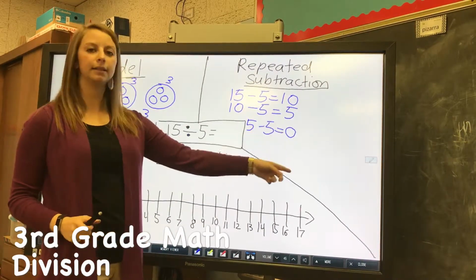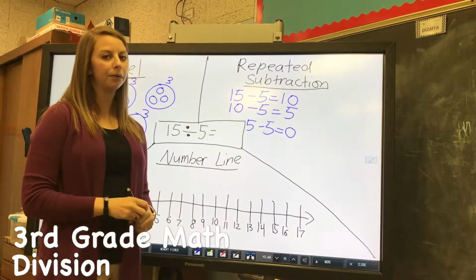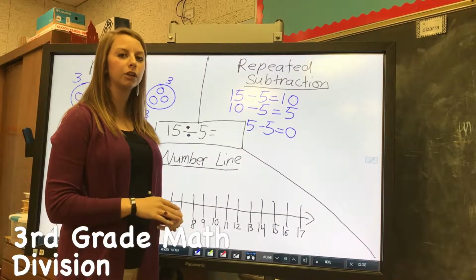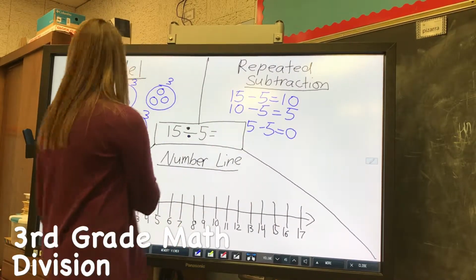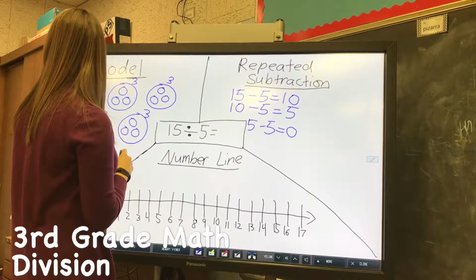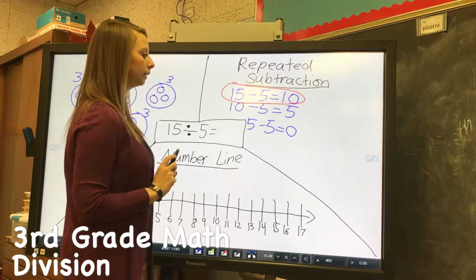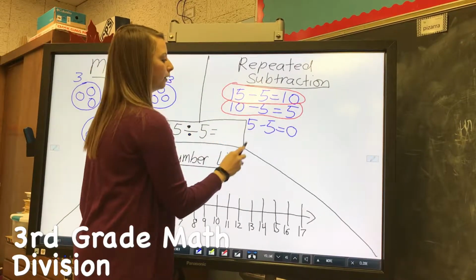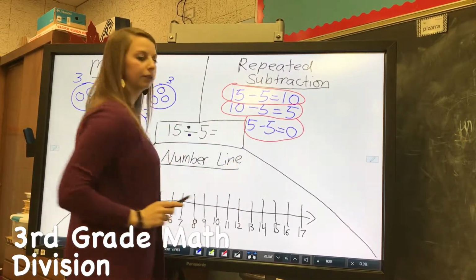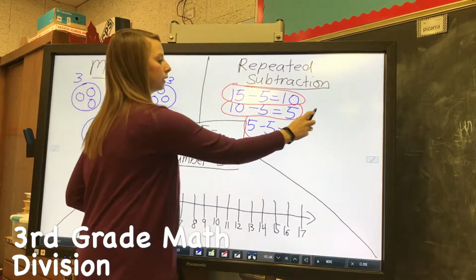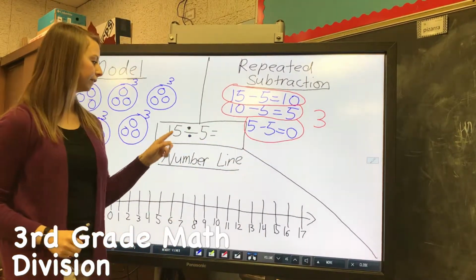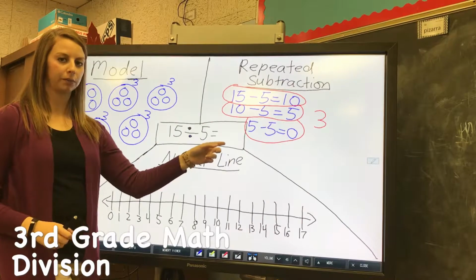So once you get to 0, you're going to count how many equations it took you to get there. So I would count. So I would say here's 1 equation, here's another equation, and there's another equation, which is 3 equations. So that tells me that 15 divided by 5 is also 3 as well.